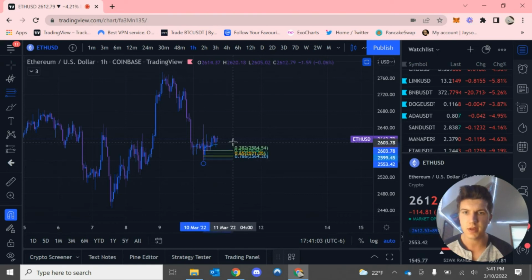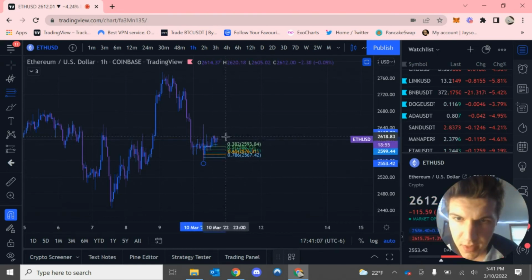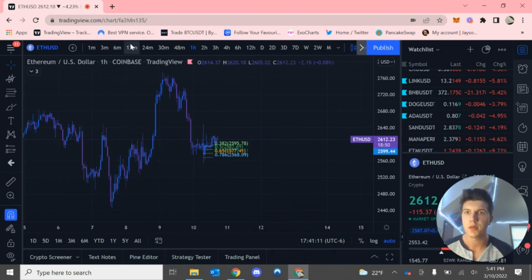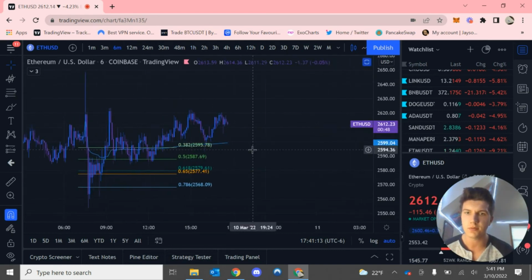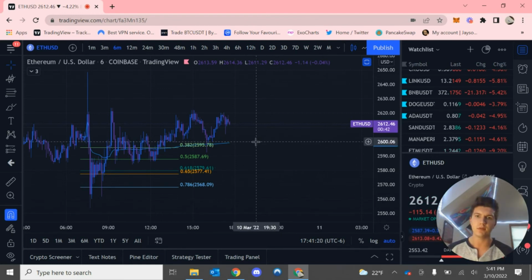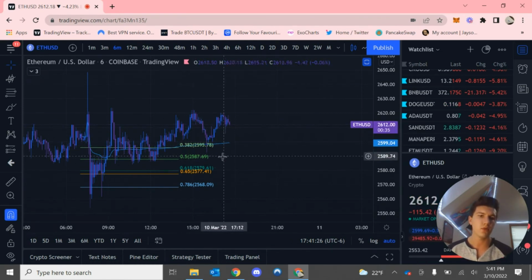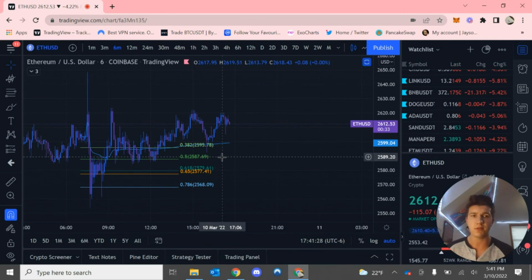I'm going to draw an anchored VWAP from the swing low right here, and I'm going to draw it to the swing high. You guys can't really see that too well, so I'm going to zoom in on the 6 minute. And here you can see the anchored VWAP is coming around 2600, and you also have a 0.382 level lining up pretty close with the anchored VWAP. That's another way to look for confluence when using anchored VWAPs.